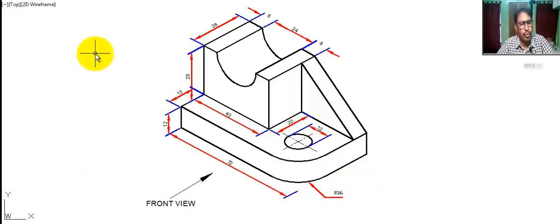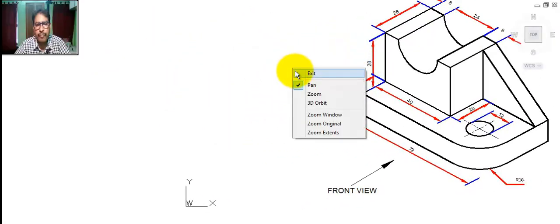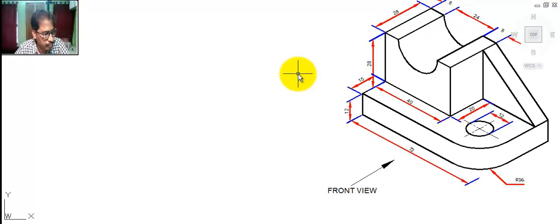Okay. Now we draw the front view, top view and right side view of the following isometric drawing. First, we draw the top view. This is 70. This is 28 and this is 15. 28 plus 15, 43. This is 72.